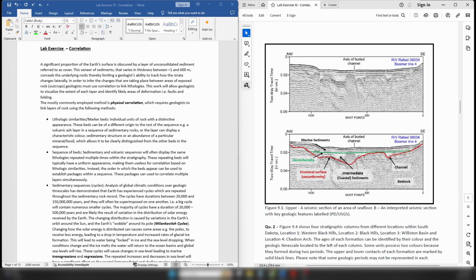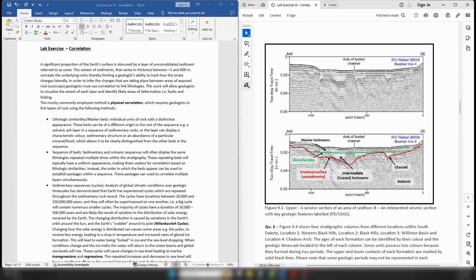In this video we're going to be looking at the lab exercise correlation. One of the problems that geologists have to deal with is that a significant proportion of the rocks that constitute the Earth's surface are not accessible to geologists. This is because they are covered by a layer of unconsolidated sediment which is referred to as cover. And this veneer of sediment is going to be somewhere between 1 and 600 meters in thickness.